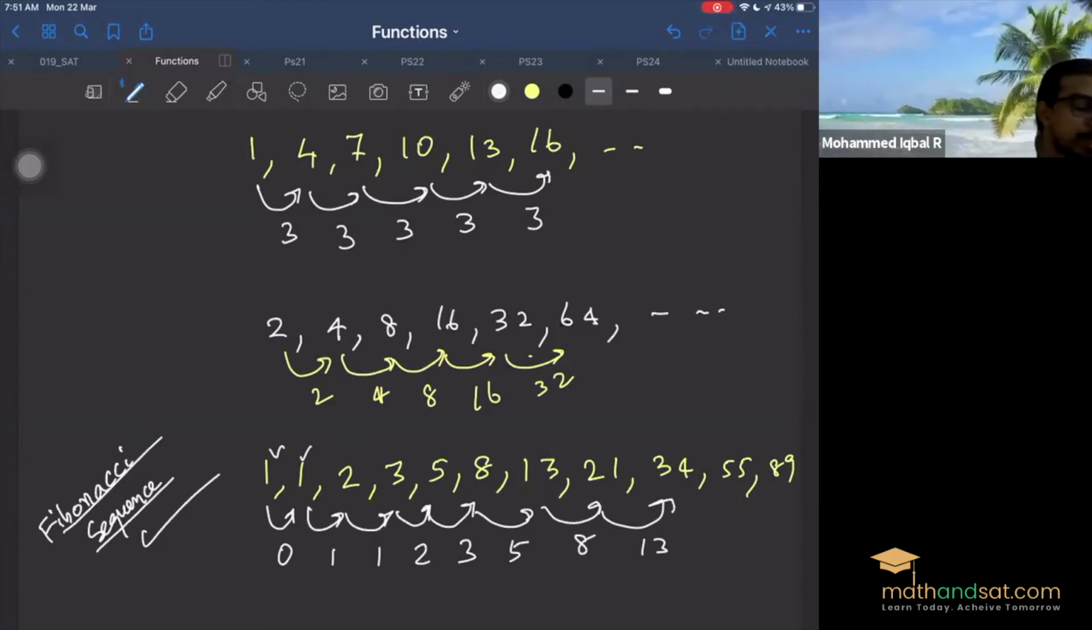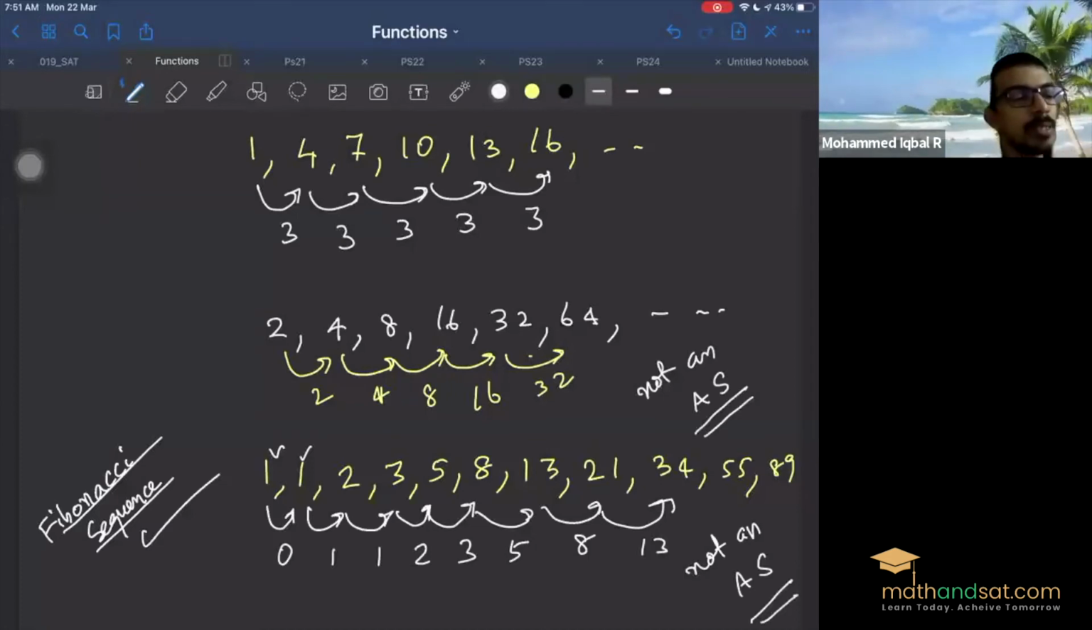Okay. This is not an arithmetic sequence. An arithmetic sequence will have what? The difference between consecutive terms as the same constant everywhere.